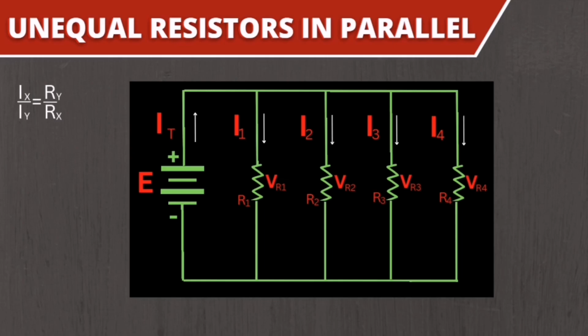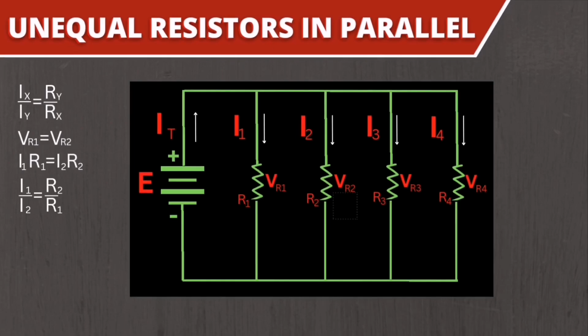This equation is derived from condition number 1, for example R1 and R2. Since their voltages V sub R1 and V sub R2 are equal, and the formula for voltage is I multiplied by R, it can be written as V sub R1 is equal to V sub R2, since V equals IR. So I1 times R1 is equal to I2 times R2. So I1 over I2 is equal to R2 over R1, which is condition number 2. So meaning, you can set any ratio of the resistor currents.